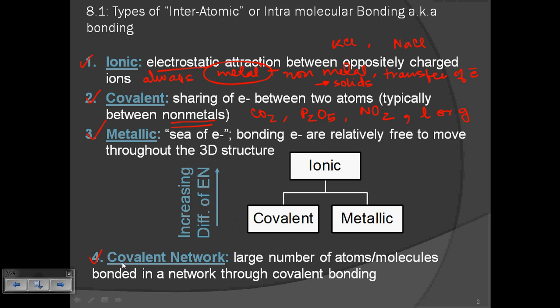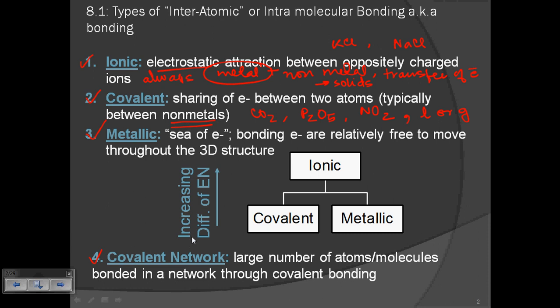The last type of bonding is covalent network bonding, and you are all familiar with the term network with computers. You know, when a number of computers are bonded together, we call it a computer network. Similarly, when there are a bunch of atoms or a bunch of molecules that are bonded together via covalent bonds, forming like a macromolecule, we call it covalent network bonding, and we will be looking in detail at each of these bondings in the future slides.